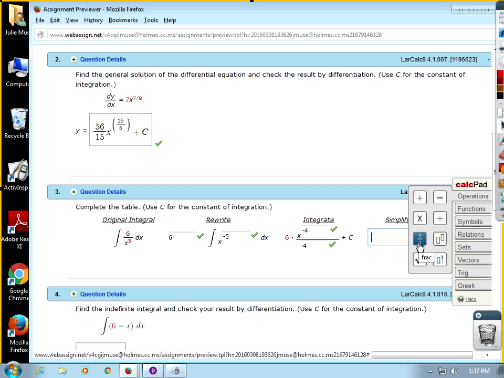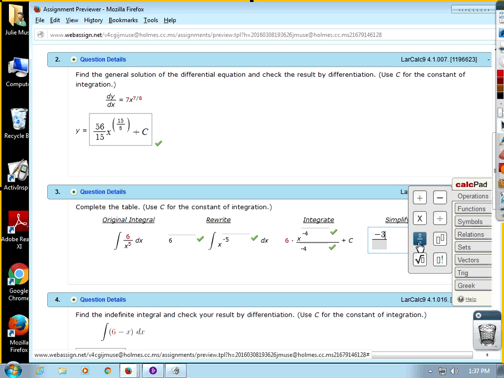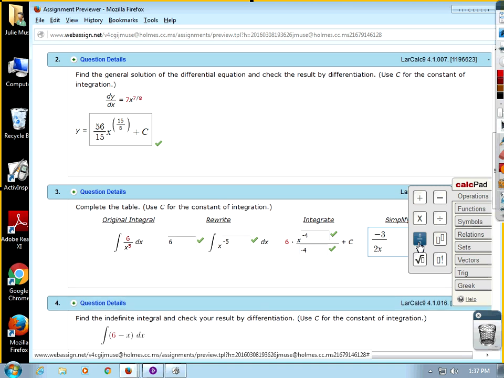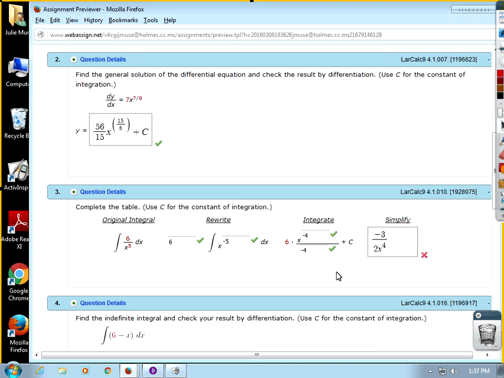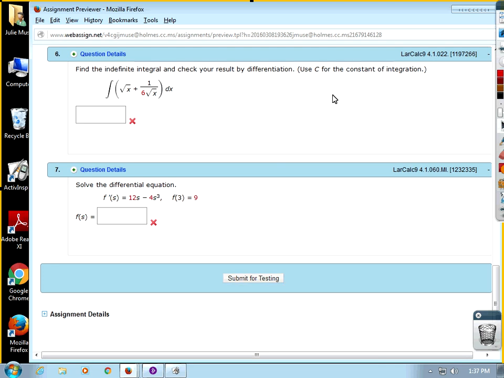All right, so 6x to the -4 divided by -4. We don't want to leave a negative in the denominator, 6 over 4 reduces to 3 over 2, so that would be negative 3/2. And if we put our x to the negative 4 into the denominator, it would become x to the positive 4.